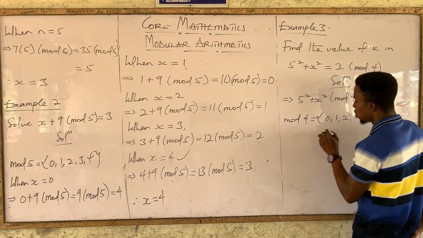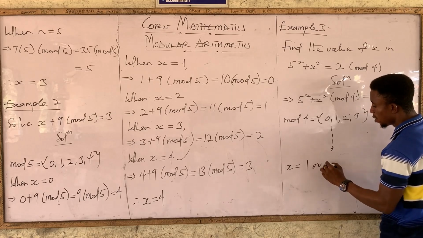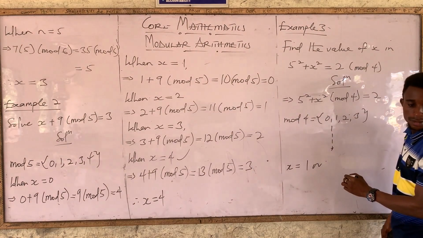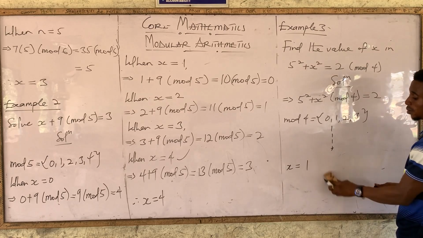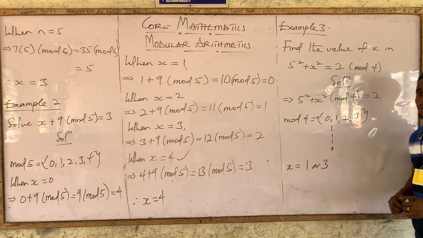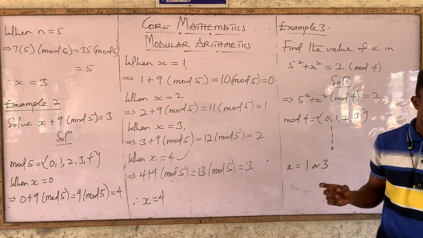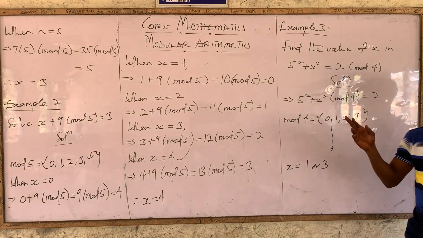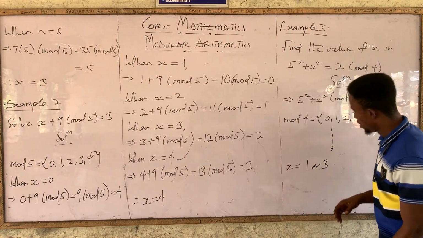Okay. So after you are done solving, you are going to get x to be equal to 1 or x to be equal to 3. These are the possible answers you are going to get for what? X after solving. And I hope you're able to get that, right? Okay, so that is that.